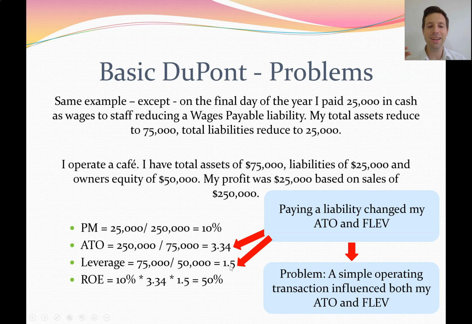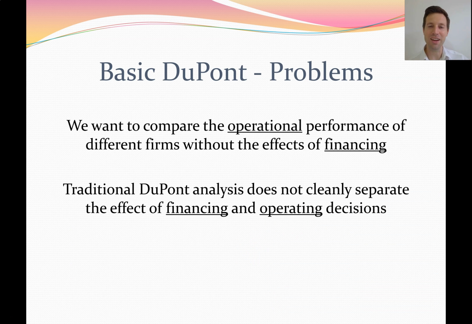Okay, so when we're analyzing these ratios, it leads us to think that my ATO has changed. That must be because of changes in my business model. But in this case, I just paid something a day earlier. So it wasn't a real big change that's leading to changes in these ratios. So both of those examples, the cafe example and buying a property in Sydney, and looking at the way the Dupont analysis changed based on changes in operating or financing decisions, shows there's some problems with basic Dupont analysis.